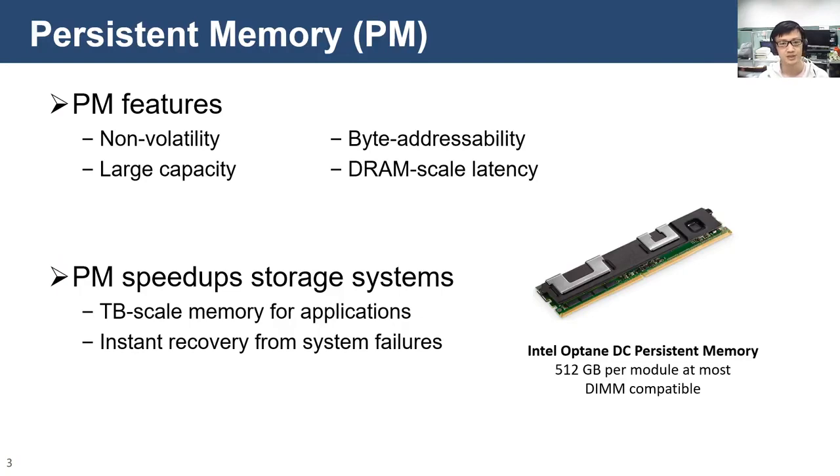Due to the salient features of non-volatility, large capacity, byte addressability, and DRAM-scale latency, persistent memory is promising to improve the storage system performance. In 2019, Intel released the first commercial product of PM, namely Intel Optane DC Persistent Memory, or Optane PM in this talk, which provides an attractive capacity of 512 GB per module. More importantly, the durability of PM enables instant recovery from data in memory.